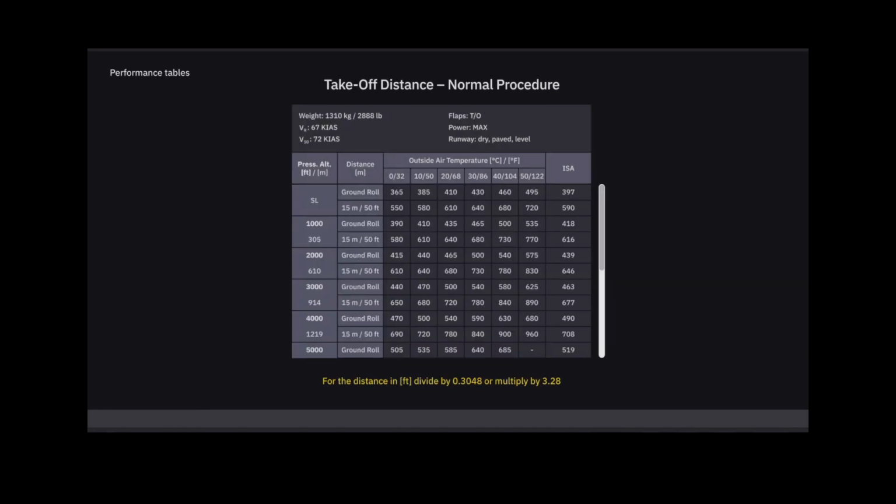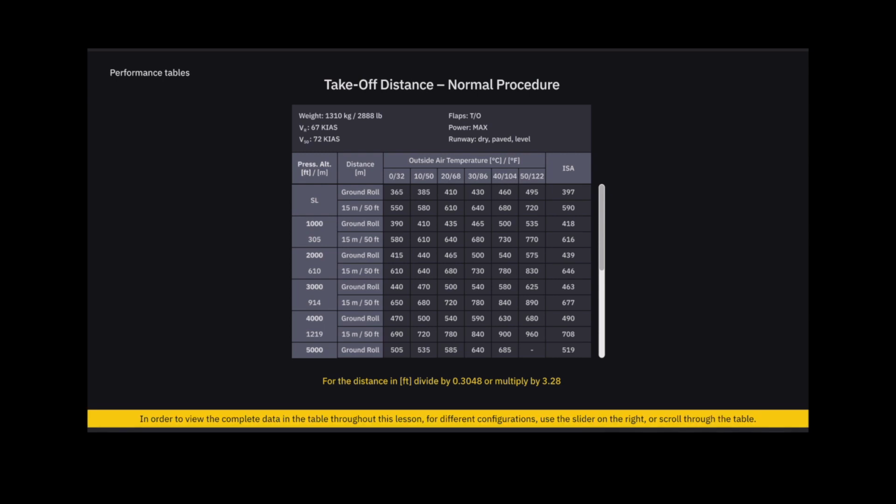General information. This lesson of the DA40NG contains multiple tables for performance data, according to the aircraft flight manual. As an example, the takeoff distance performance table for the normal procedure is presented in this slide. In order to view the complete data in the table, throughout this lesson, for different configurations, use the slider on the right, or scroll through the table.